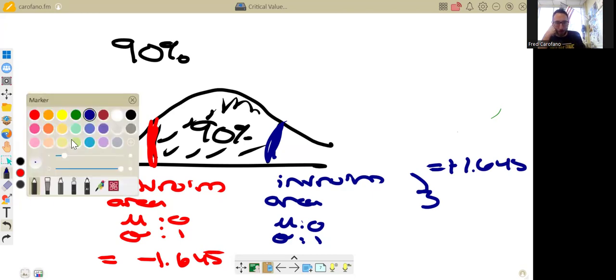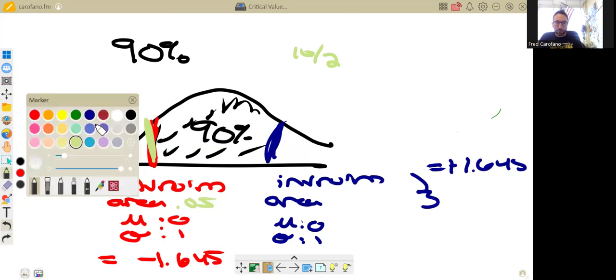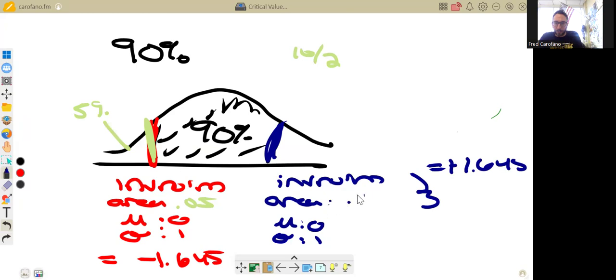And now that you've unpaused the video, if you didn't pause it right now, try those. To the left of the red would be 5%, because if there's 90 in the middle, that leaves 10 for the outsides, cut in half. So to the left of the red would be 5%, so that would be our area. And to the left of the blue would be 95%, because we've got the 90 in the middle and the 5 here. So that's how we can use inverse norm to find the value of Z star.